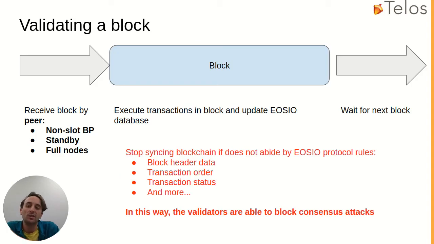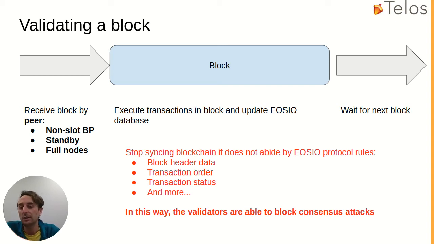So the rest of the network receives the blocks created by the slot owner, by the block producer that creates it. Those nodes in the network can be the non-slot BPs, all of the standby BPs who haven't made it into the top 21, or full nodes in the network that are running the EOSIO software connected to the network for their own business purposes. So all they have to do is execute all the transactions in the block as well, including the on-block action, and they update their EOSIO database as well. Then they just move on to the next block.